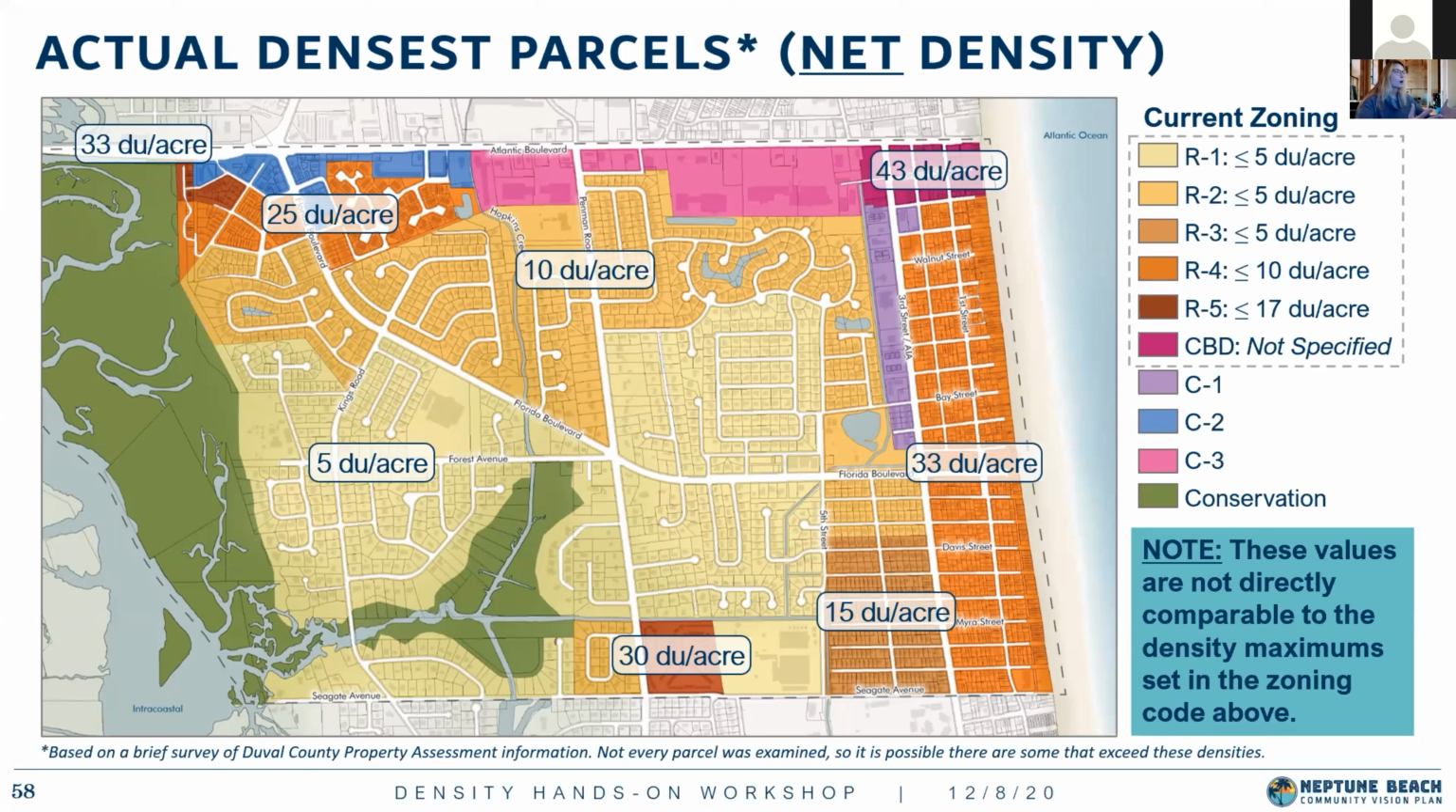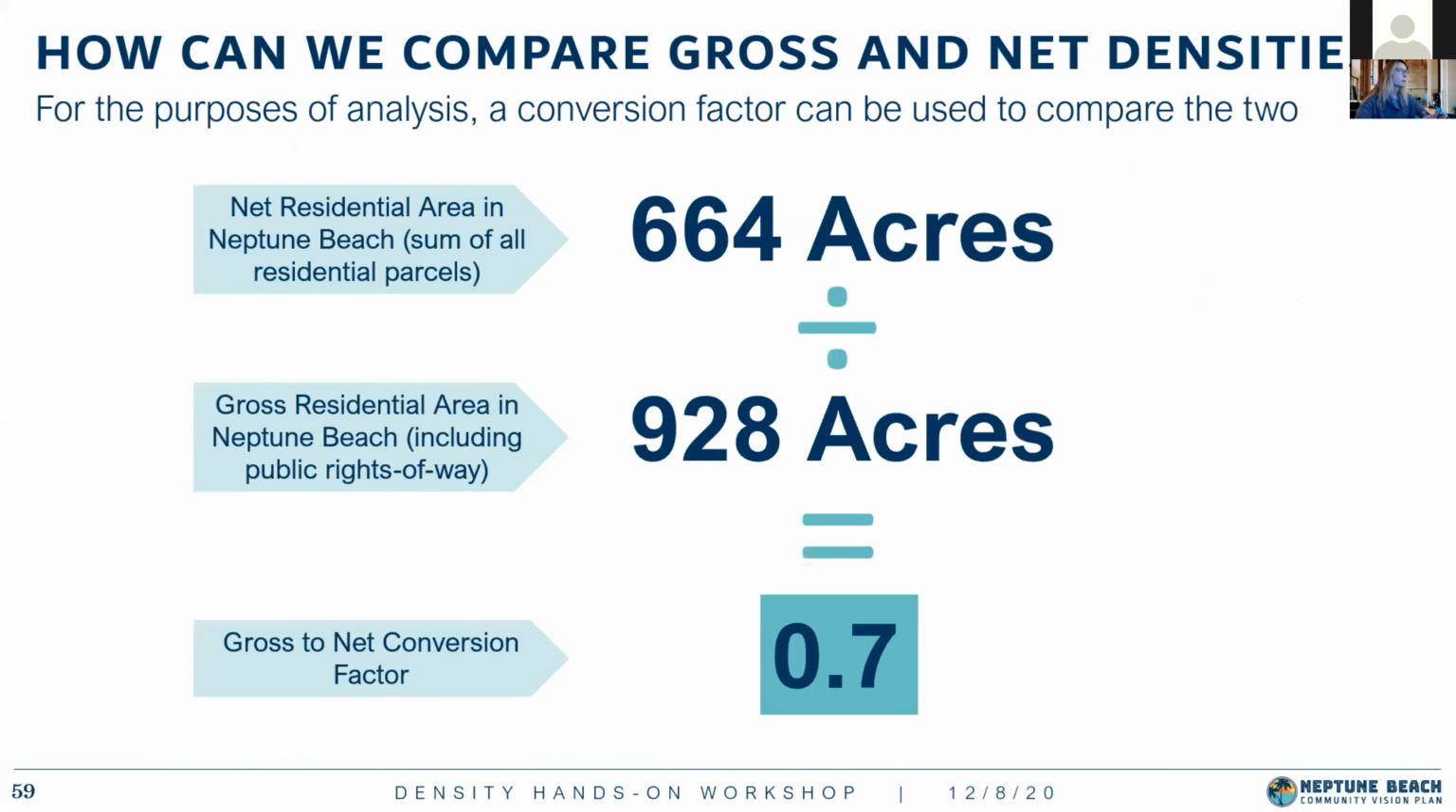So this presents a problem because when you're measuring net density, you can't compare that to the gross density that is set in your zoning and your comprehensive plan. So we can't directly compare 33 dwelling units to the acre net, which is the densest parcel we found when we were studying these different zoning districts, with the maximum 10 dwelling units to the acre gross. So how did we fix that? Well, we did a simple calculation, and I apologize at the beginning of this meeting for those who joined us late. That math is always involved when there is a question about density.